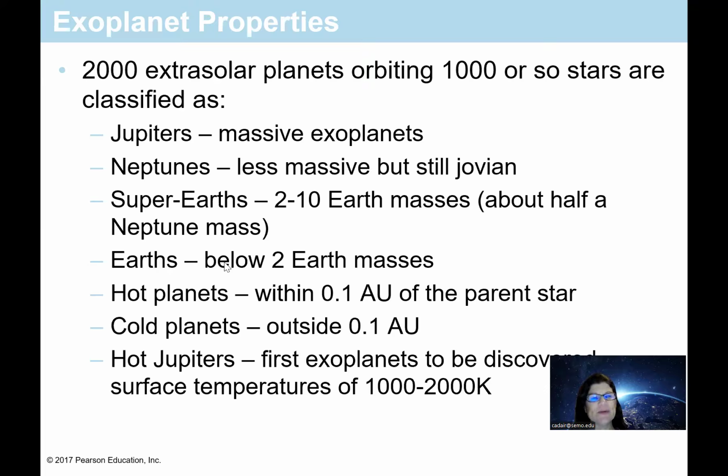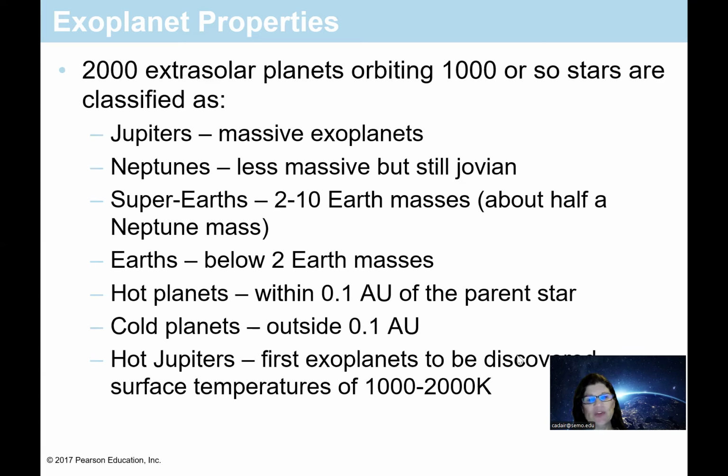We have Earths, which are below 2 Earth masses. We have hot planets we classify. So it can be a hot Jupiter, a hot Neptune, a hot Earth. And that's within 1.1 astronomical units of the parent star. So it's very close. If you remember, Mercury is at what, 0.6 or something? Cold planets are outside of one astronomical unit, so they don't really say cold or whatever.